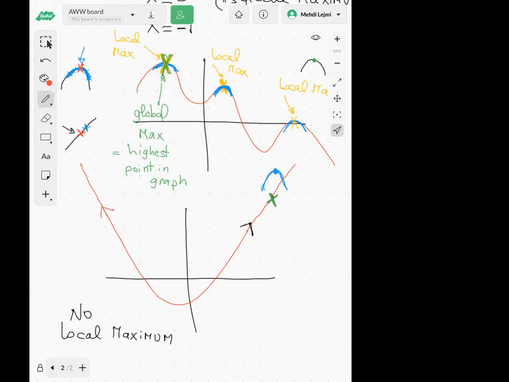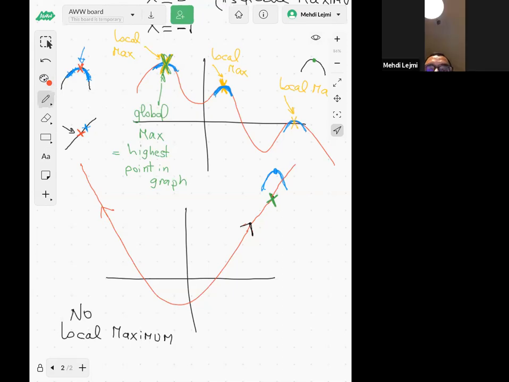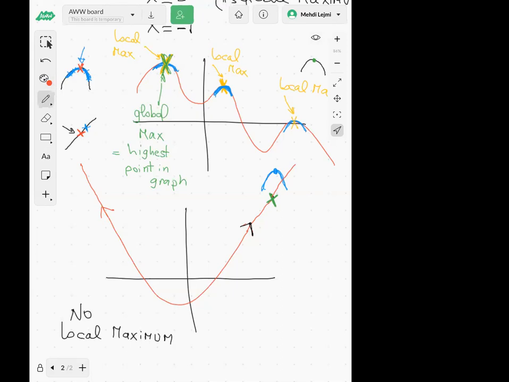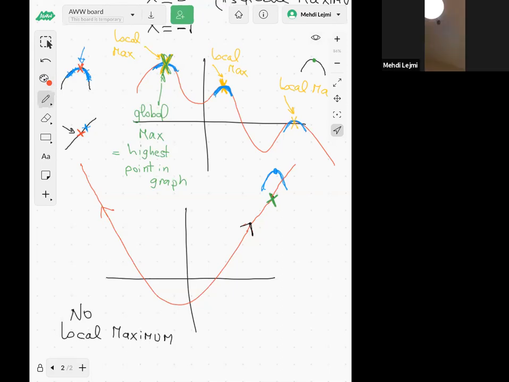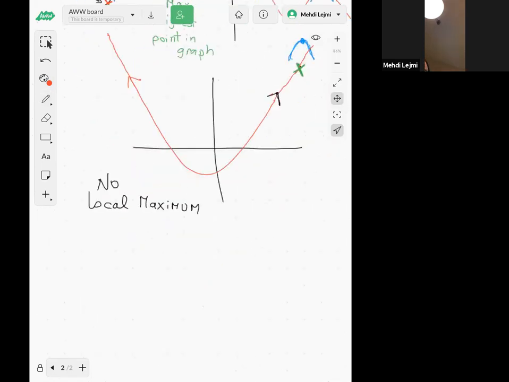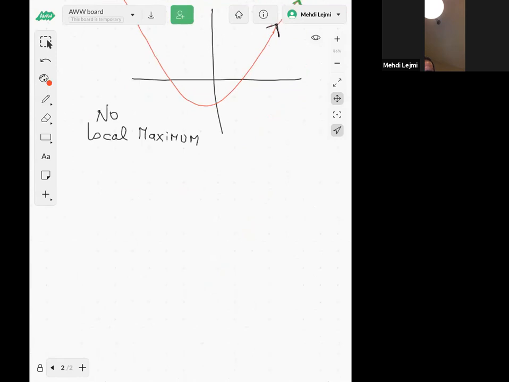Professor, I have a question. Excuse me? Yes, please. Is it possible to have a global minimum or no? Oh, yes. Global minimum. Yes, absolutely. So as you can guess, that's for a local maximum. So for local minimum, we're gonna have the opposite, right?